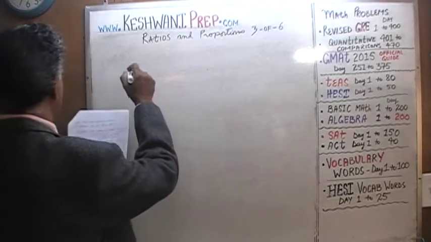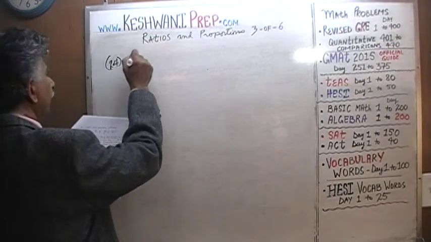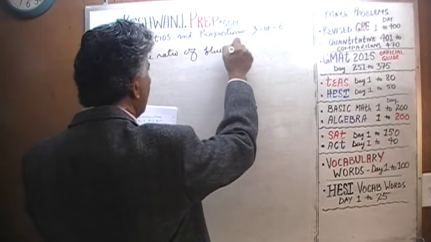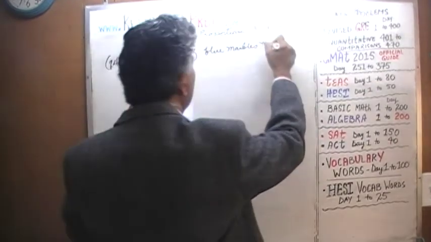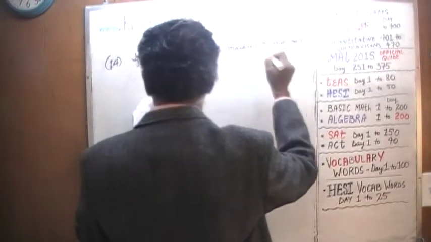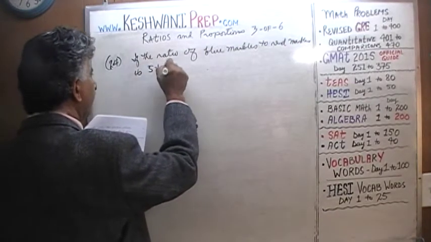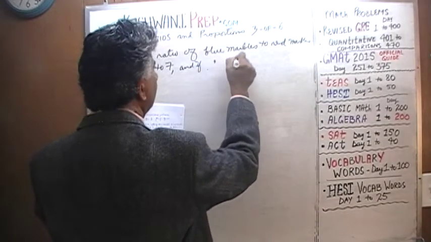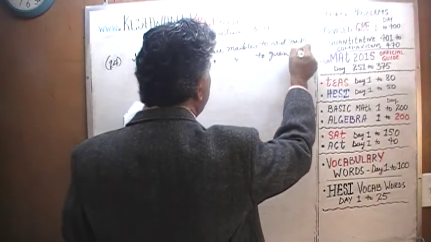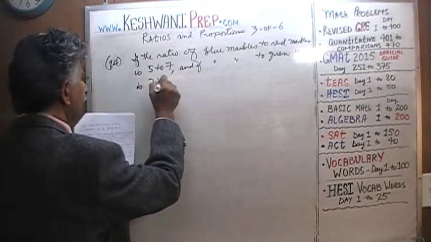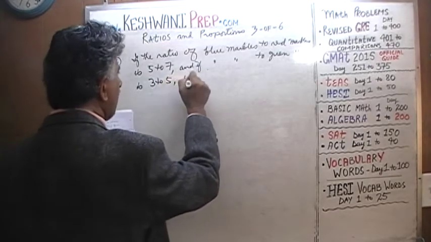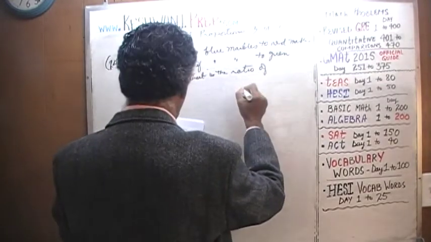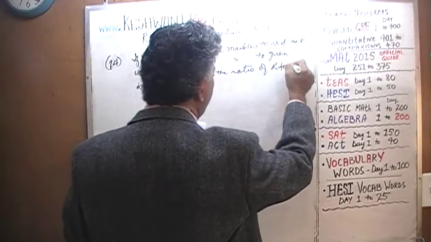Here's the next one. This is 24. If the ratio of blue marbles to red marbles is 5 to 7, and if the ratio of blue marbles to green marbles is 3 to 5, what is the ratio of red to green? Red to green.